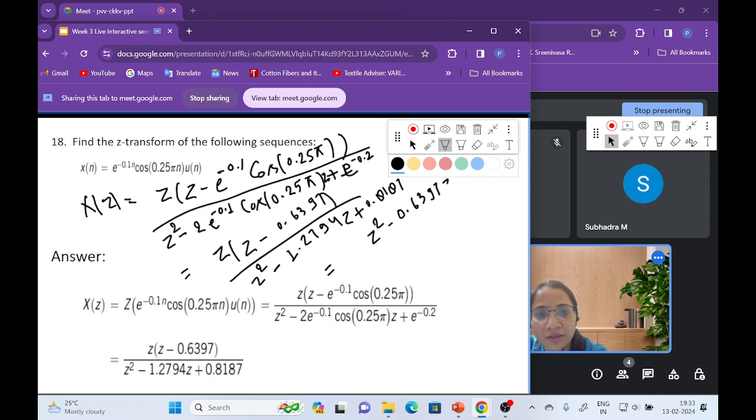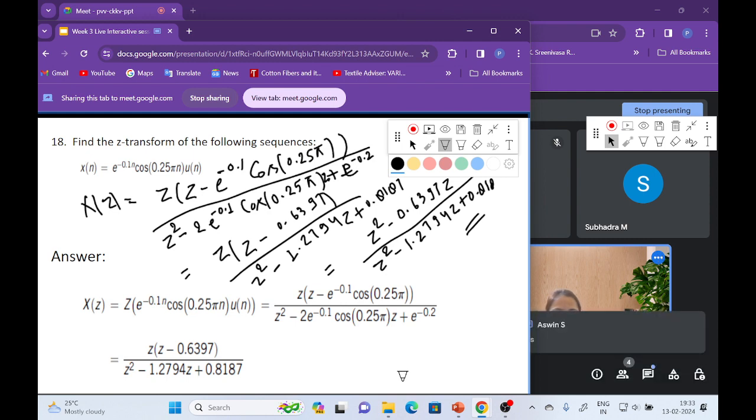Okay, so you can write the solution like this: z square minus 0.6397 z divided by z square minus 1.2794 z plus 0.8187. Okay, so the z transform of this function is this one. Okay, have you got it? Okay, so we can move to the next question. Okay, great.